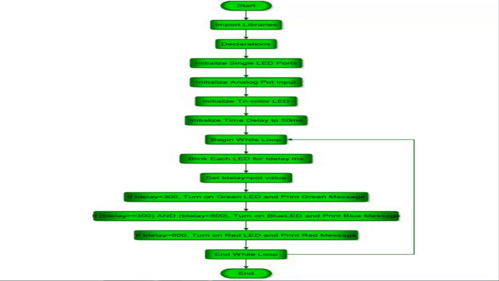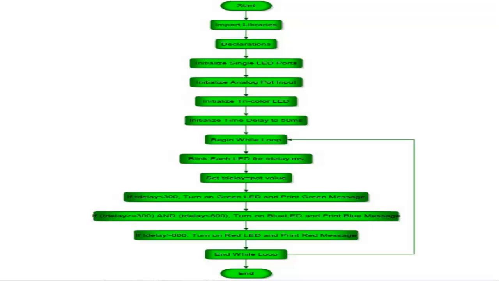There's a main loop that is a while loop. It's while true, so it's essentially an endless loop. Inside the loop, each LED is blinked for the time delay milliseconds. Then we set the time delay to the potentiometer value. We examine the potentiometer value in 3 blocks of code and use that examination to help us turn on an LED and print a message.